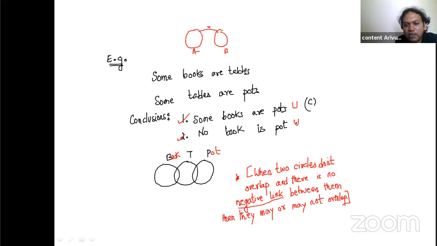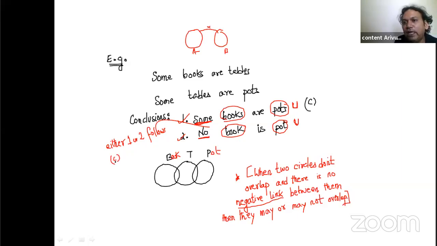So when we have two uncertain statements, one is some, one is no, with the same subject and object, books and pots, in any order, both statements are uncertain. Then the answer will be either or. Either 1 or 2 follows. This is the answer for this question, which is why for this particular scenario, the answer is C. So this is how you deal with uncertain statements.